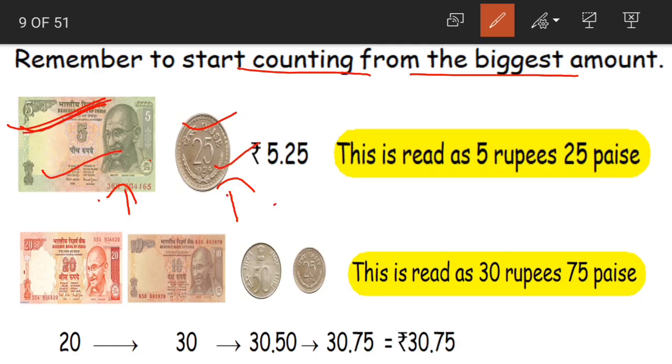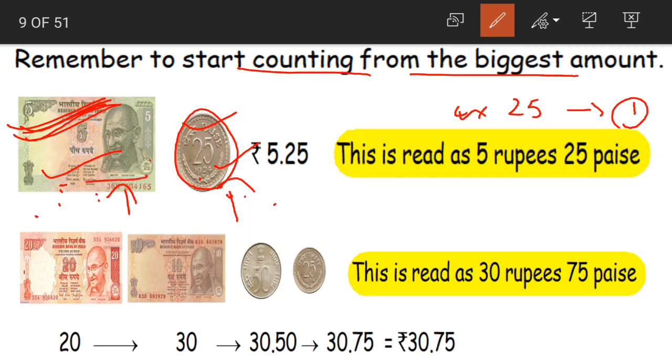Yes, paise are less. See, 4 of 25 paise will make 1 rupee. So this 25 paise is less than 1 rupee. Here we have 5 rupees. Now which is the bigger one? 5 rupees is the bigger one. So that is why we read the 5 rupees first. 5 rupees and 25 paise.